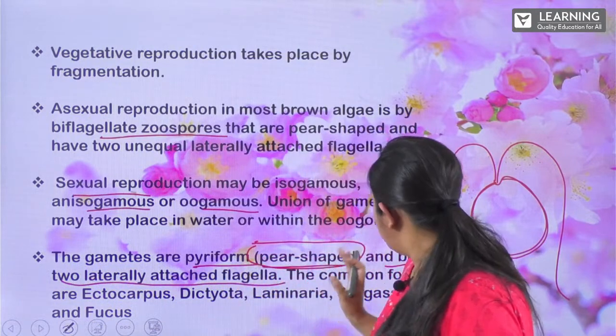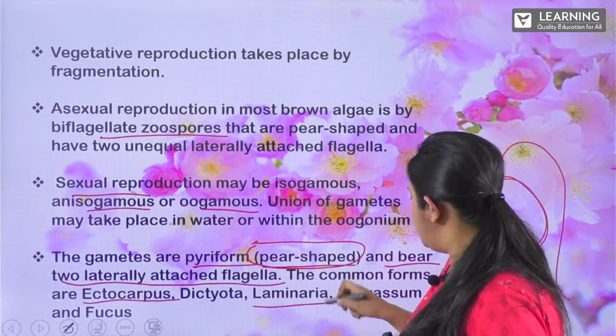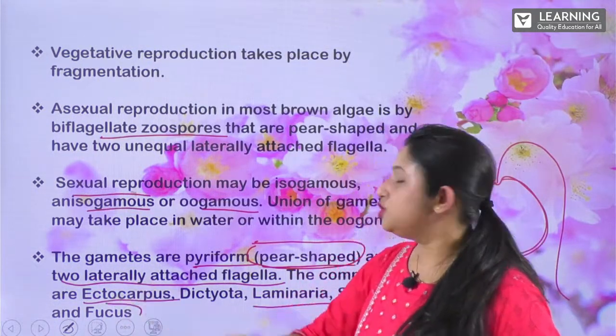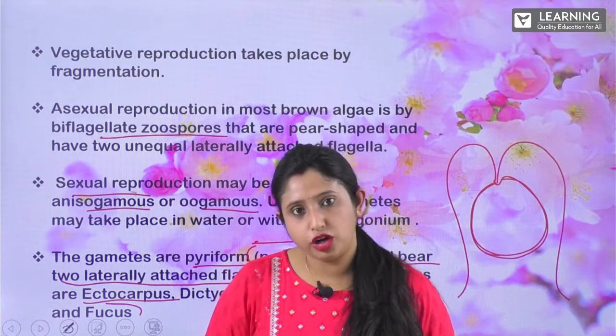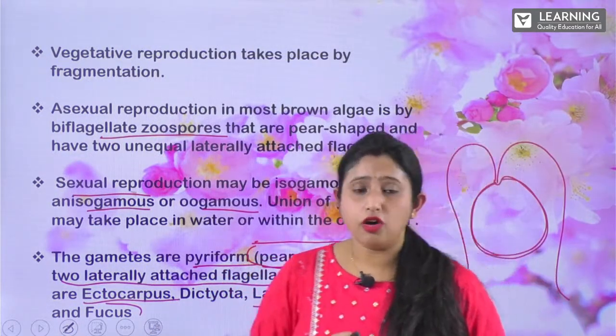So the common forms are Ectocarpus, Laminaria and Fucus. These are the various examples of brown algae. Is that clear? So this is all about brown algae.